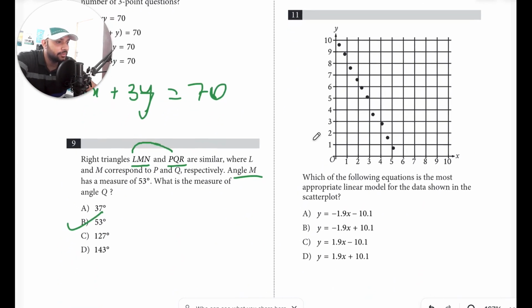Question 11. Which of the following equations is the most appropriate linear model for the data shown in the scatter plot? Just look at the graph. Decreasing, that means negative slope. Y-intercept is positive. Negative slope, that means A or B. Y-intercept is positive. Option B. No need to solve. Let's go to the next page.